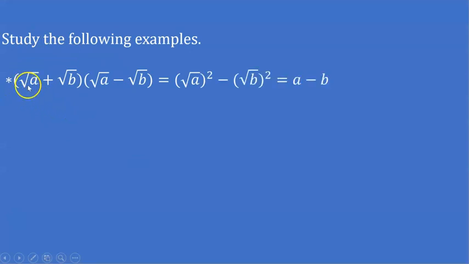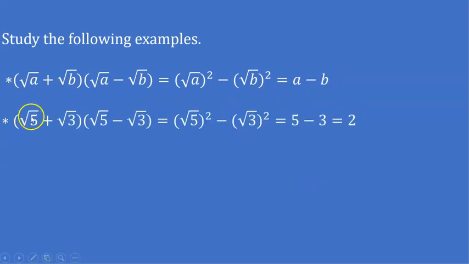First, in the first bracket root a plus root b, into the next bracket root a minus root b. Again here, a plus b, a minus b in that form. Therefore you will get root of a square minus root of b square. Square and root get cancelled, then you will get a. Again here root and square get cancelled. And therefore the product of these two brackets is a minus b.